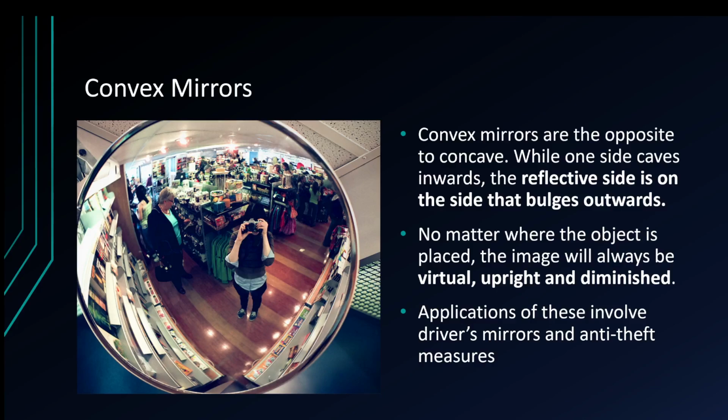The second kind of mirror is a convex mirror, which is one that bulges outwards. So it's on the outward curve and it looks a bit like this. So we have the shading bit here, light ray coming in, light ray coming out. So it's on the outward curve and the extrema is again in just the same point where it bulges the most outwards. So no matter where the object is placed, it is always virtual, upright, and diminished. And applications of these include driver's mirrors and anti-theft measures.